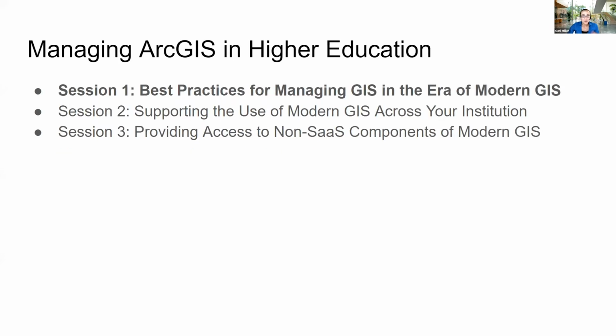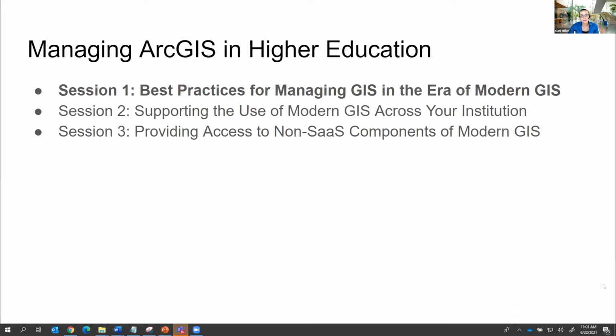So this session is first in a series of best practices workshops that we have. This one is going to focus on the overall suggestions and recommendations that we have. The second one is going to include a number of other panelists, and it's going to focus on how we get to the best practices state, and also, now that we're there, how do we support GIS across the campus community? And then the third one is going to focus on providing access to non-SaaS components of modern GIS.